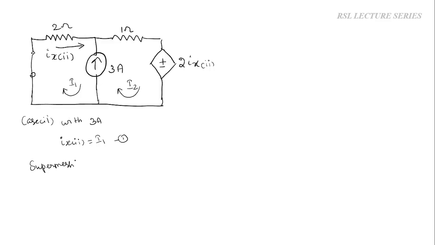So if there is a current source present in between 2 meshes, we should write the super mesh equation. In that case, initially we have to ignore this branch. While writing the equation, we should not consider this branch, but we have to consider these 2 currents and write only one equation. After writing one equation, we have to equate the current flowing through this branch to the current source. So now initially we will ignore this one and we will write one equation.